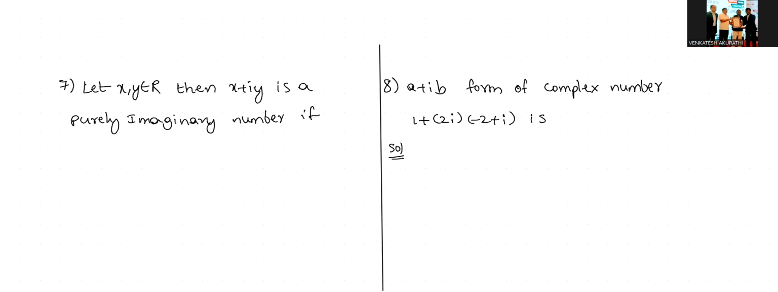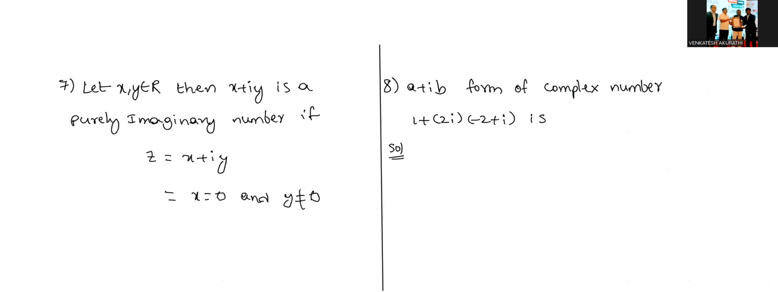Let x, y belong to R. Then x plus iy is a purely imaginary number if the complex number in the form x plus iy has x equal to 0 and y not equal to 0.